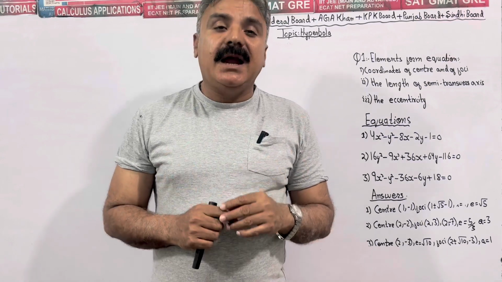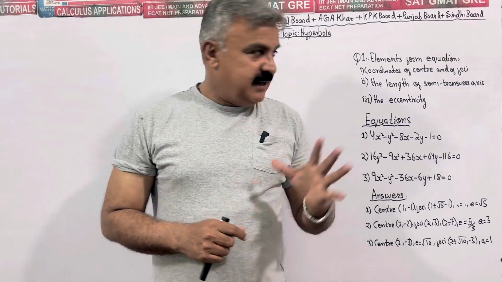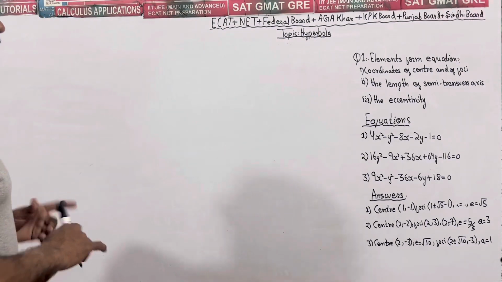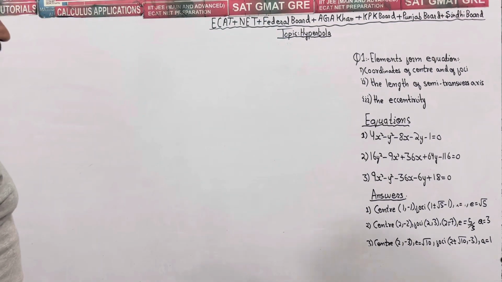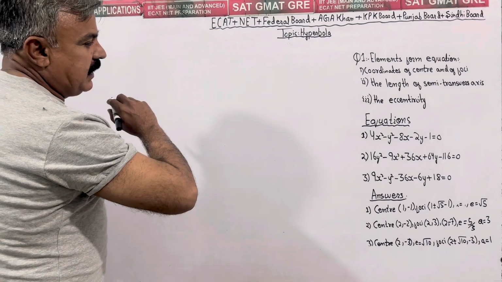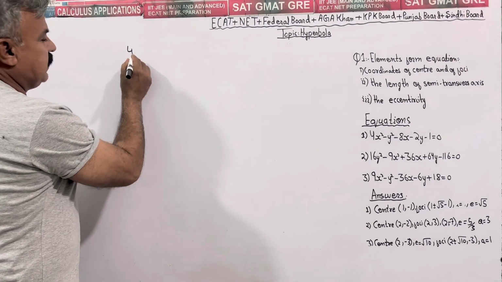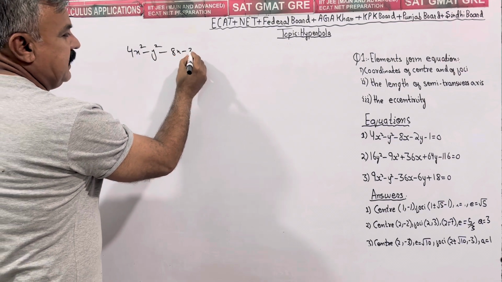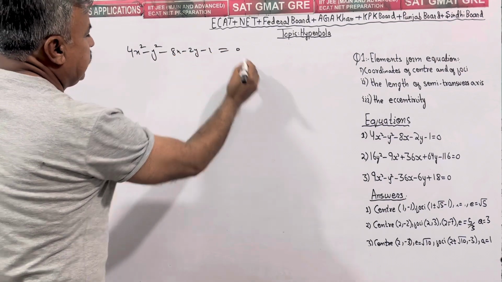In case of ellipse, hyperbola and circle, let's see how to find its center, semi-transverse axis, eccentricity and coordinates of foci. Equation number 1 is 4x square minus y square minus 8x minus 2y minus 1 is equal to 0.